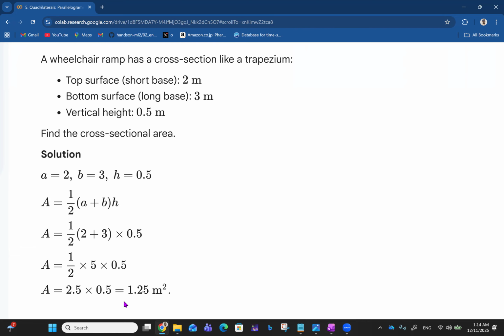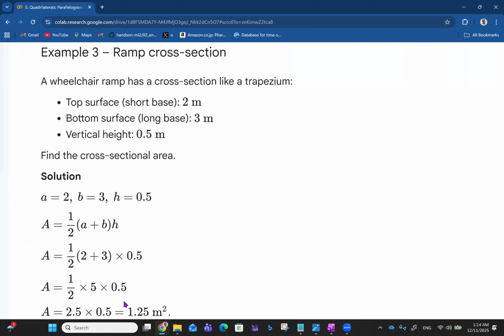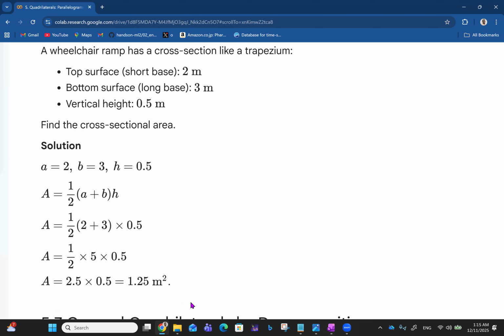And then what if you want to talk about a ramp cross section? A wheelchair ramp has a cross section like a trapezium, right? So the top surface, which is the short base, is 2 meters. The bottom surface, which is the long base, is 3 meters. The vertical height is 0.5 meters. Find the cross-sectional area. So the solution: the first base is 2, the second base is 3, and the height is 0.5. So just put everything together. Area equals half into A plus B times height. So area is half into 2 plus 3 times 0.5. So half times 5 times 0.5. That's 2.5 times 0.5, which is 1.25 meters squared.